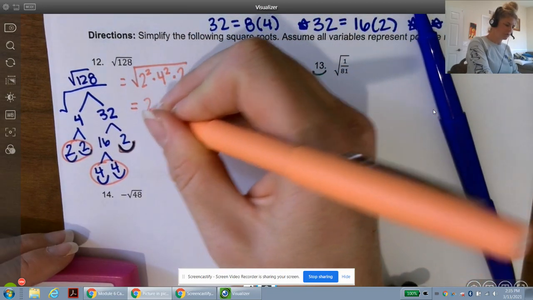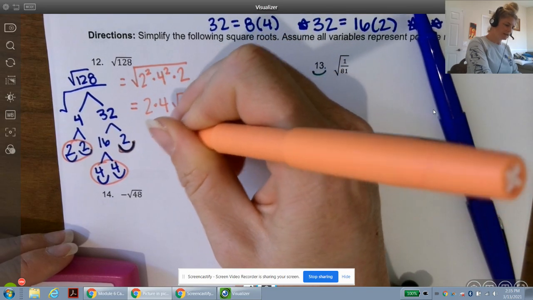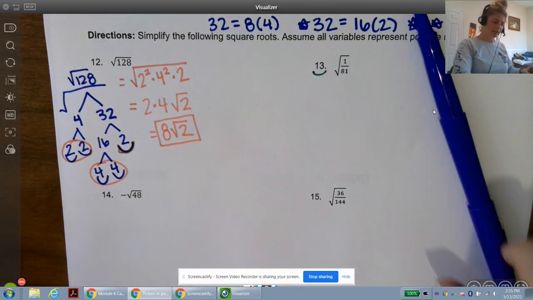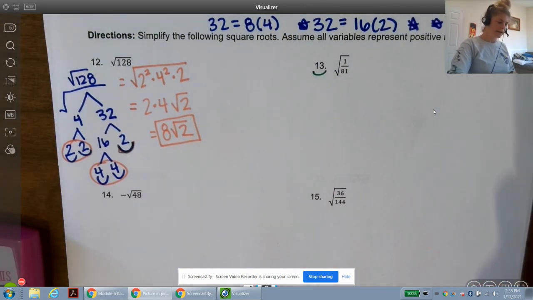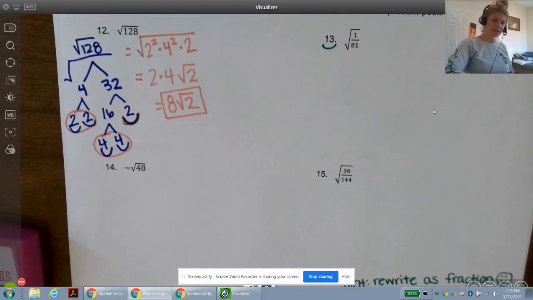So from here, what are we going to do? We're going to pull out the 2, we're going to pull out the 4. We're leaving the 2 inside. 2 times 4 is 8, so we have 8 square root 2. Box, circle, give your final answer a little bit of flair. Okay, let's take a look at 14. So when we take a look at 14, I notice I have this negative on the outside.